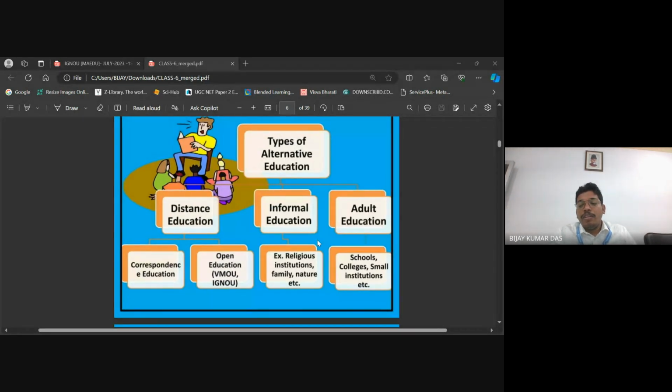How to work, how to do something in your life. So many things we learn from our home and religious institutions.